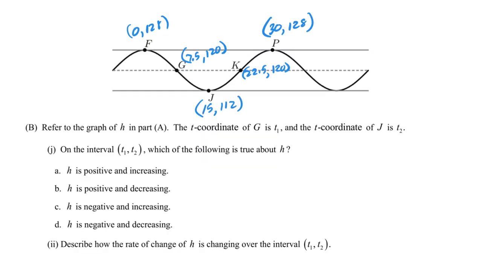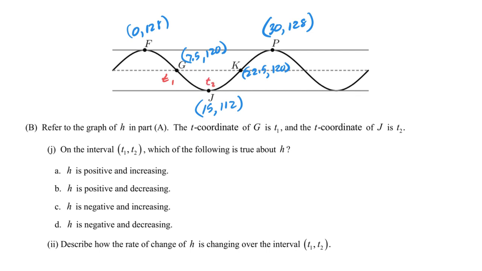Part B of FRQ3 is going to look something like this. Refer to the graph of H in part A. The t-coordinate of G is T1. So this point right here is T1. So let's put a little T1 next to it. So I got T sub 1. All right? And J is T sub 2.